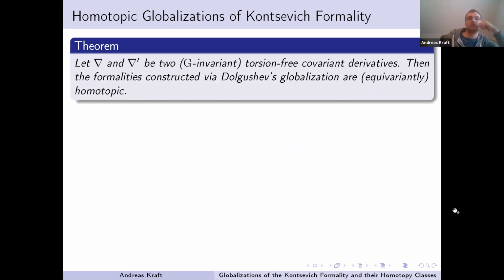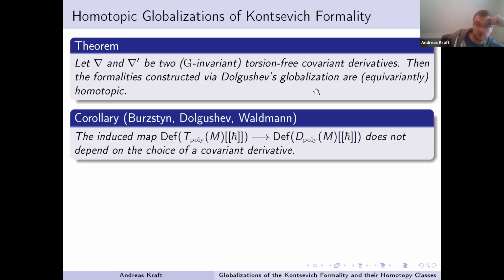So summarizing, we've shown that if we take two covariant derivatives, they should be torsion-free, then the globalized formalities are homotopic. And in the case that one has some Lie group action, and one chooses G-invariant covariant derivatives, then the formalities will be equivalent, and also the homotopy halves between them are equivalent. So this whole construction is nicely compatible with group actions.